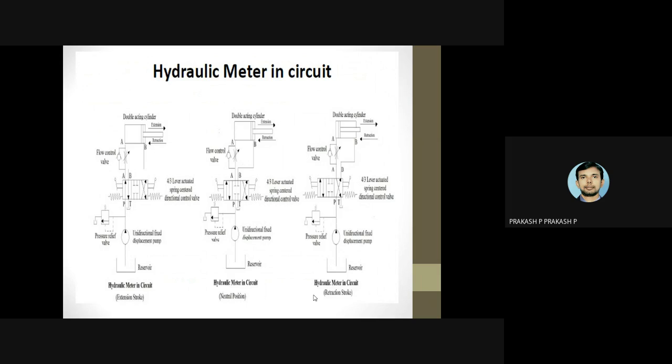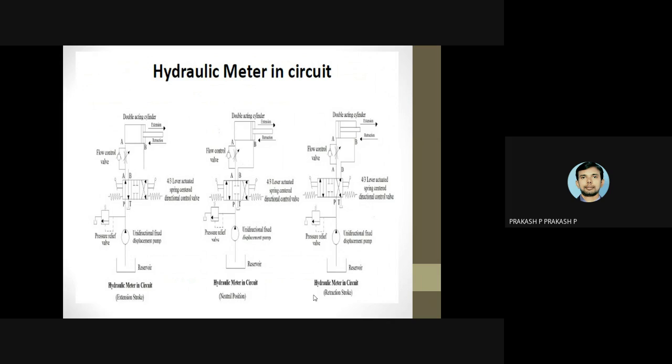Whenever we actuate the lever on the left-hand side, port P and A are directly connected. With the help of the pump, we pump the oil from the reservoir and send it into the direction control valve. Now the flow happens through the variable flow control valve, not through the check valve, for the extension of the cylinder. So the fluid flows from P to A, then A to A. This time the flow does not move through the check valve. The flow happens through the variable flow control valve only, and the cylinder is extended.